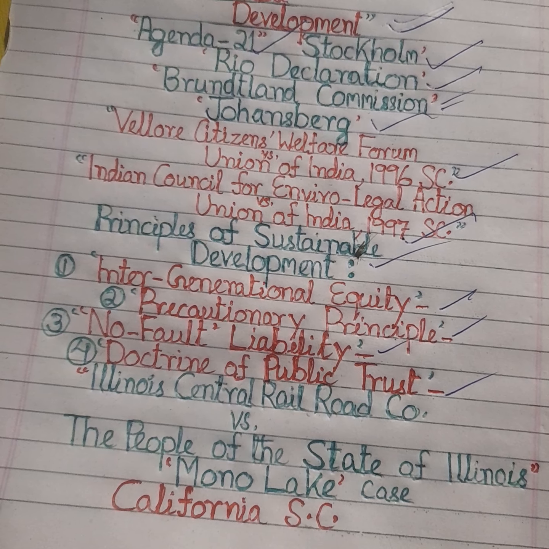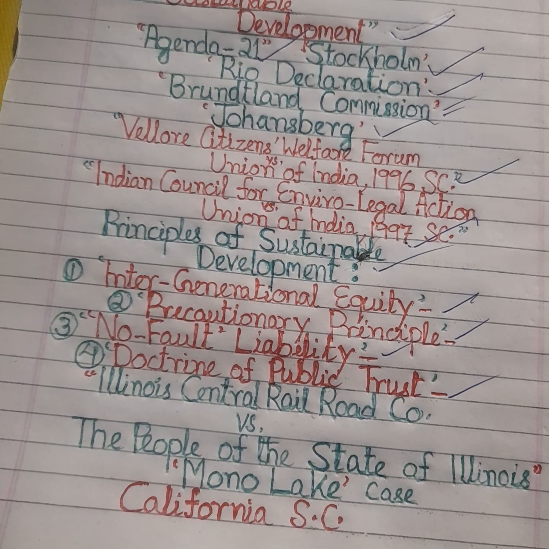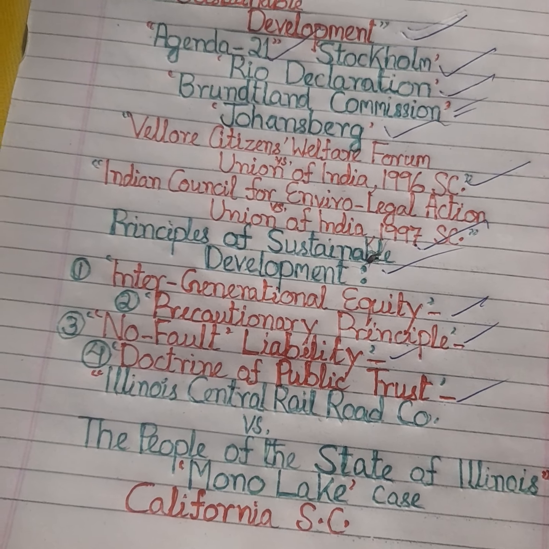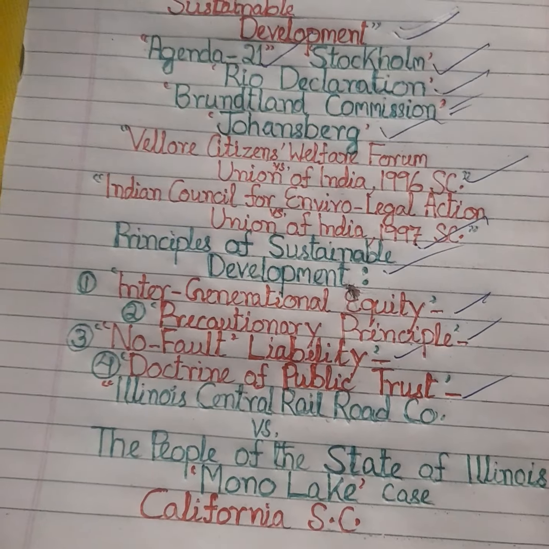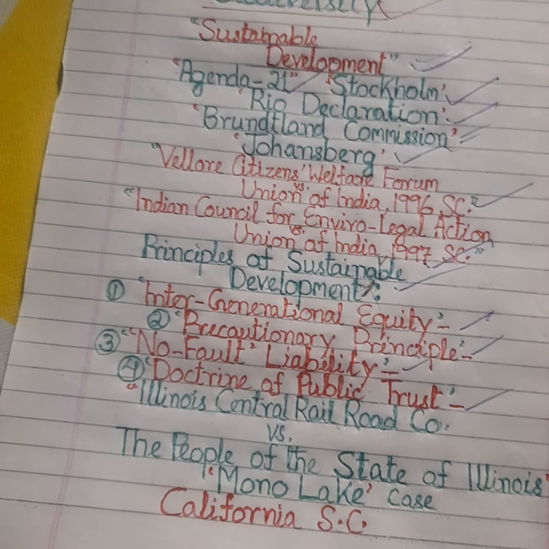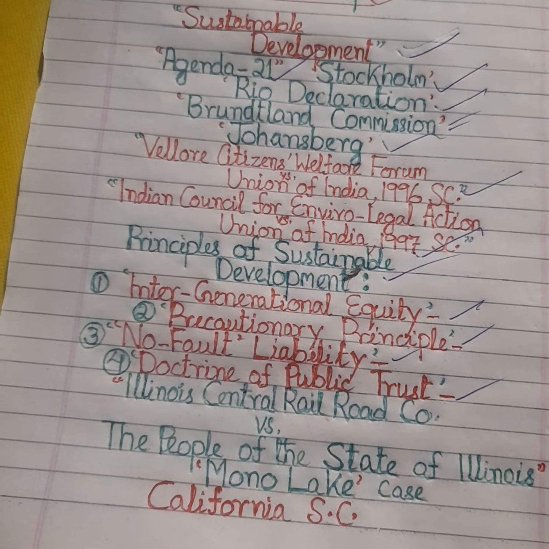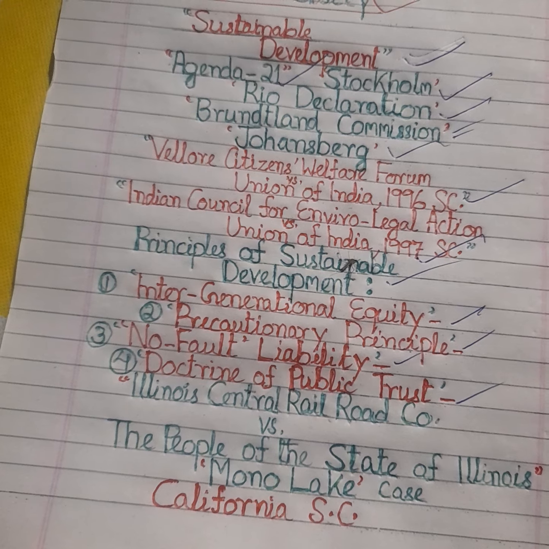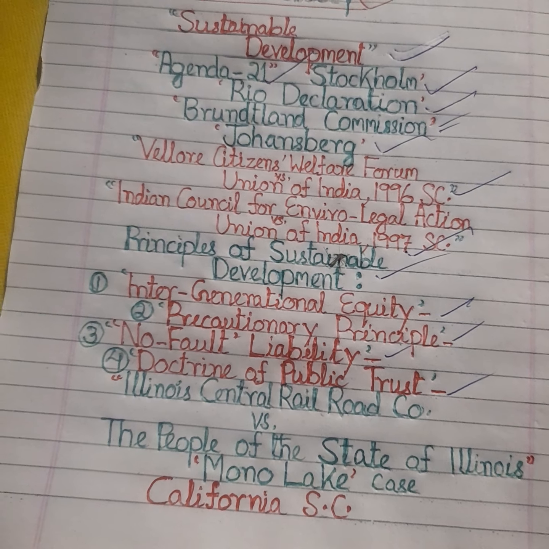So, in the leading case Vellore Citizens Welfare Forum versus Union of India in 1996, the Supreme Court accepted the precautionary principle and observed that the state government and the statutory authorities must anticipate, prevent, and attack the causes of environmental degradation, and the onus of proof is on the actor or the developer or the industrialist to show that his action is environmentally friendly.